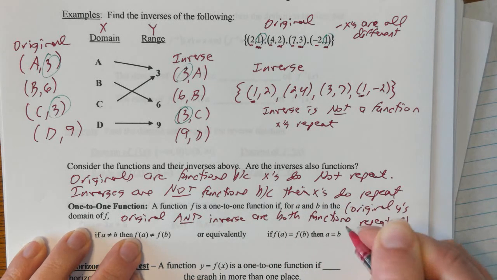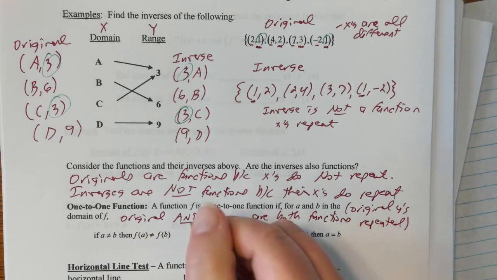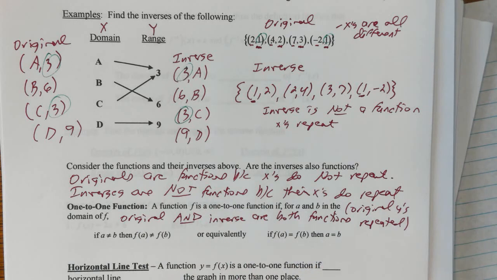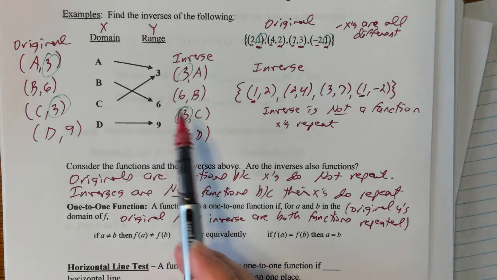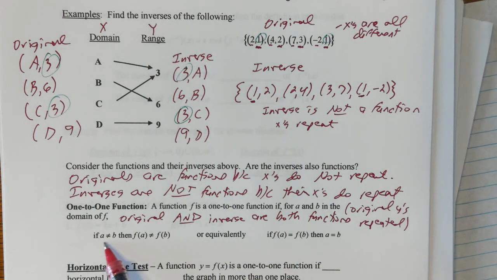Okay, so a function is considered one-to-one if both the original and the inverse are functions. In other words, the original has all different x's and the inverse has all different x's. Or another way to say it, the original has all different x's and all different y's. Because if it's y's in the original, it'll become x's in the inverse. Okay, so they're just saying, hey, if A and B are different, then f of A and f of B have to be different. They can't be equal to each other. Or this is another way of saying it right here.